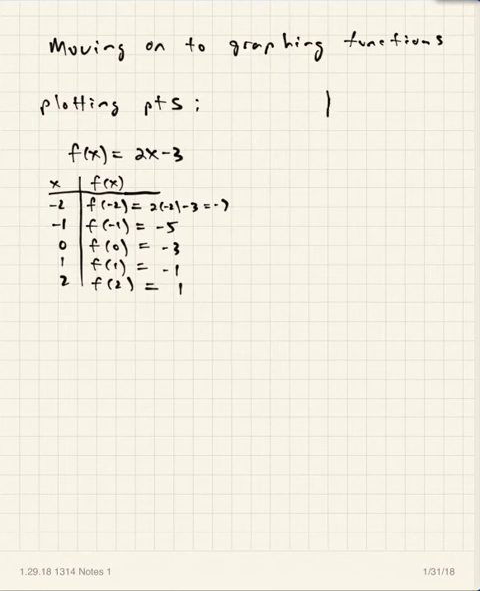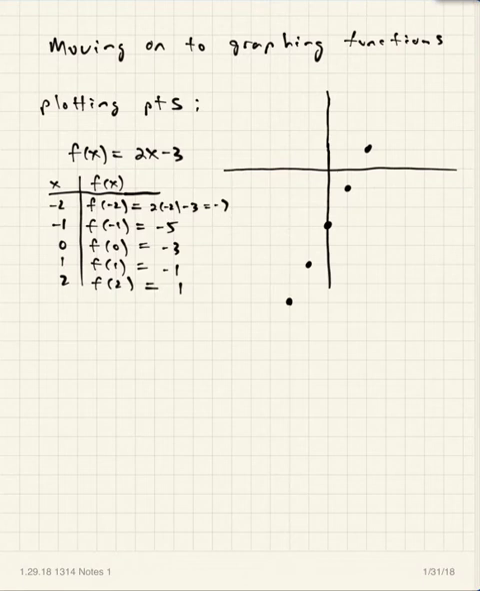You've got enough to make a decent sketch of the graph. Right? You have -2, -7, which is way down here. -1, -5, which is here. 0, -3, 1, -1, and 2, 1.